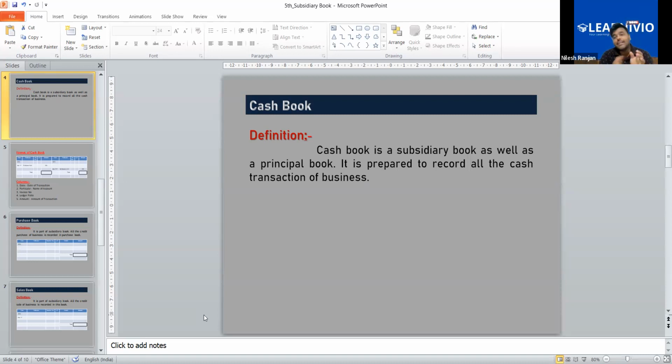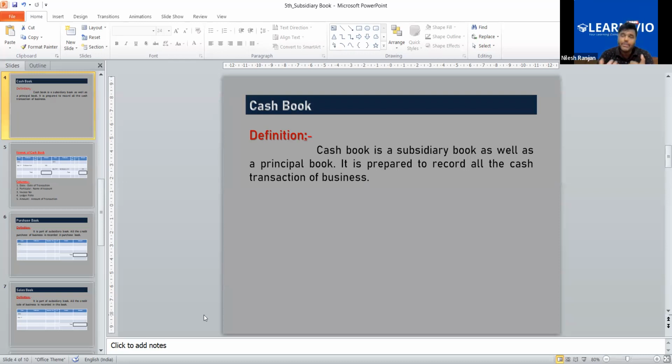Now, when we ask how many types of cash book we can prepare, there is single column, double column, triple column, and then petty cash. What is the difference between these different types of cash book? The first is single column, where we only record cash-related transactions, not bank. In a double column cash book, we record both cash-related and bank-related transactions.